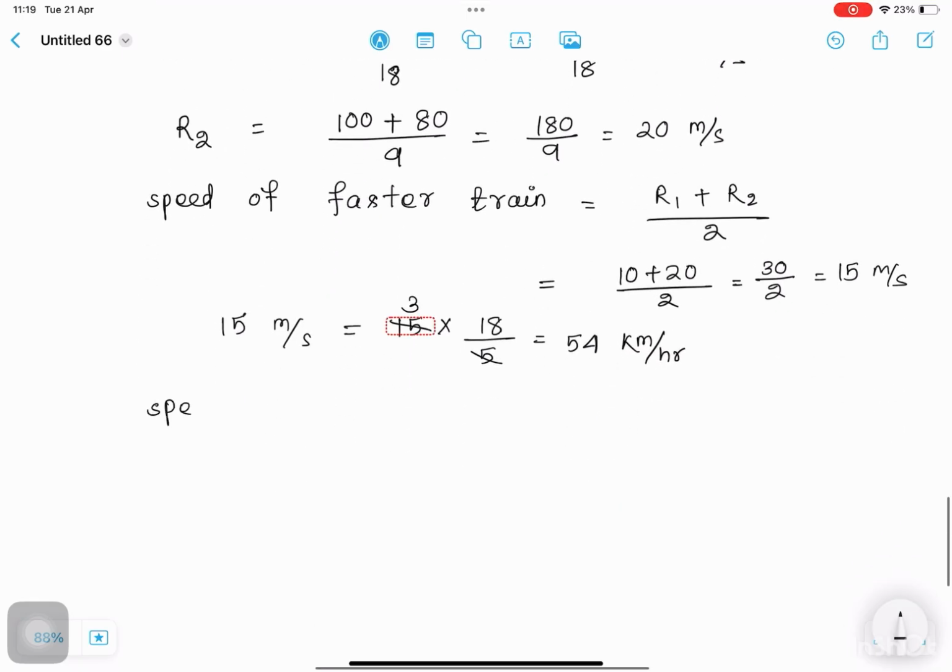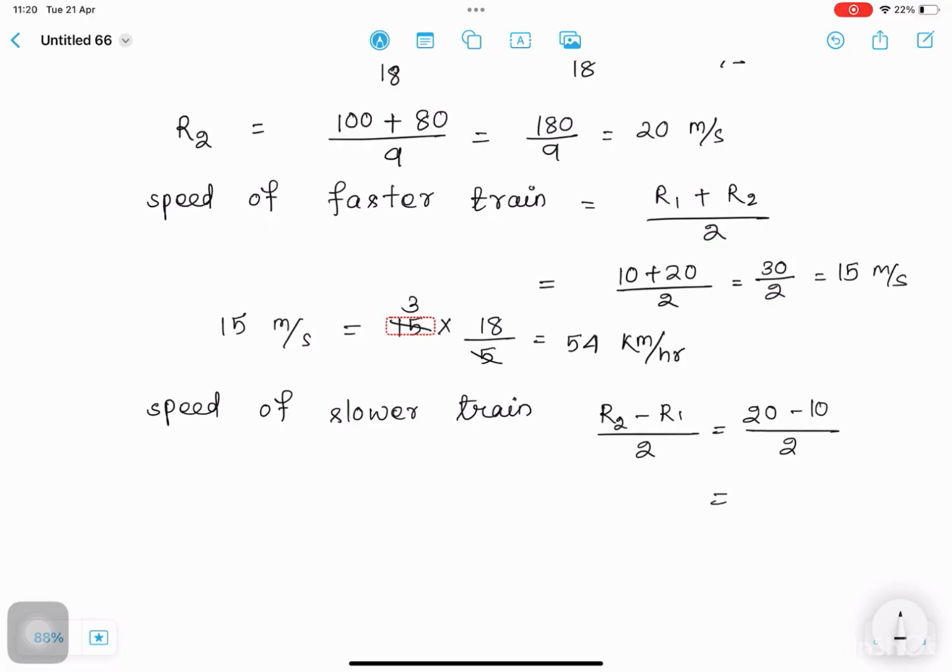Now we have to calculate the speed of the slower train. Here we subtract the smaller relative speed from the greater value. R2 is 20, so R2 minus R1 by 2. It will be 20 minus 10 by 2, that is 10 by 2, that is 5 meters per second. We have to convert it into kilometer per hour. 5 into 18 by 5, the 5s cancel, 18 kilometer per hour. So this is the answer.